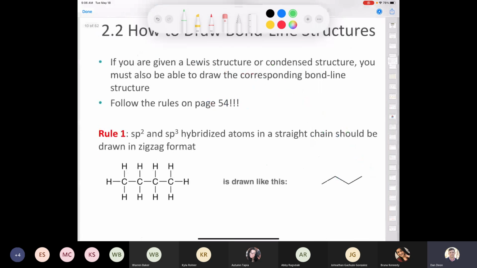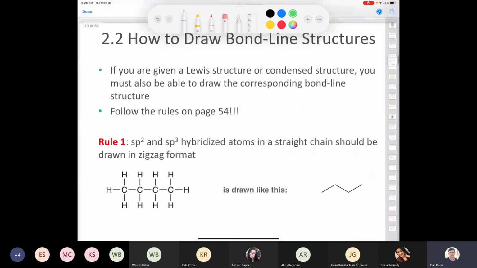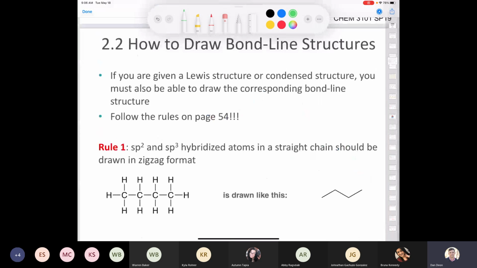Some other rules about drawing bond line structures. Let's take a look at them. It says if you're given a Lewis structure or a condensed structure, you've got to be able to draw the corresponding bond line structure. This is an old artifact. I don't know if the rules are on page 54. I mean, there's no page numbers in the electronic textbook, but they come where it says how to draw a bond line structure. It would be right after question 2.4 in our textbook.